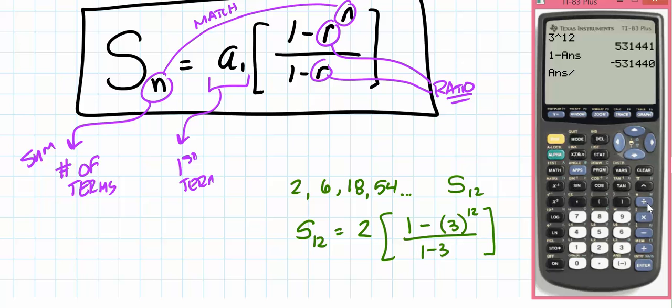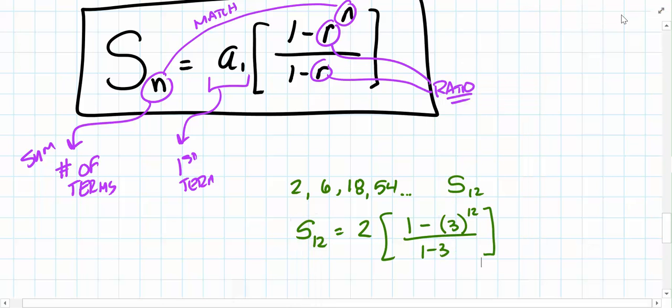Then we're going to divide that by what value on the denominator, guys? -2. Awesome. Push enter. And then lastly, multiply that whole number by the number on the outside. There you go. So the correct sum of this finite geometric sequence up to 12 terms is 531,440.